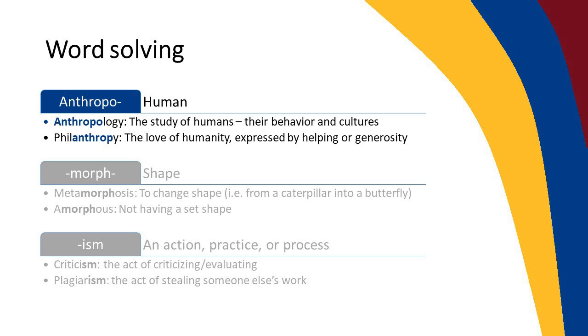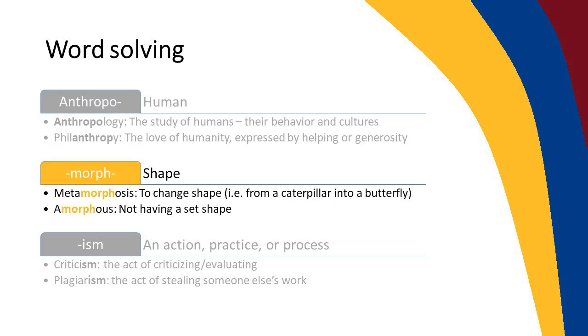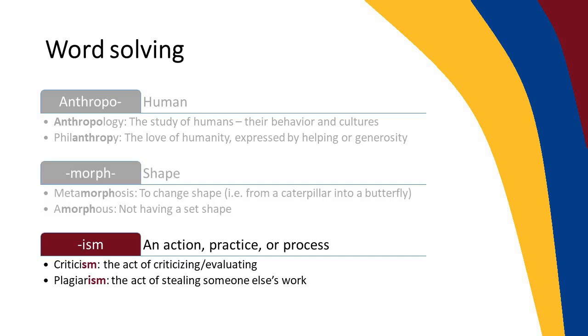Next up, we have morph. Morph means shape. For example, metamorphosis means to change shape. You probably have heard this before in the context of caterpillars turning into butterflies. Lastly, let's look at ism. It's a suffix that is used in a variety of ways, most often to indicate an action, a practice, or a process. Criticism, for example, is the act of criticizing, and plagiarism is the act of stealing someone else's work.